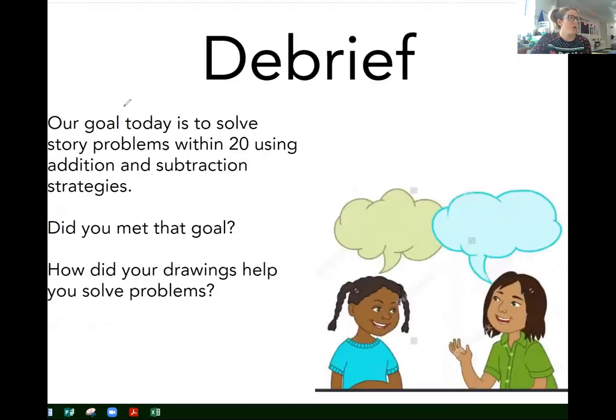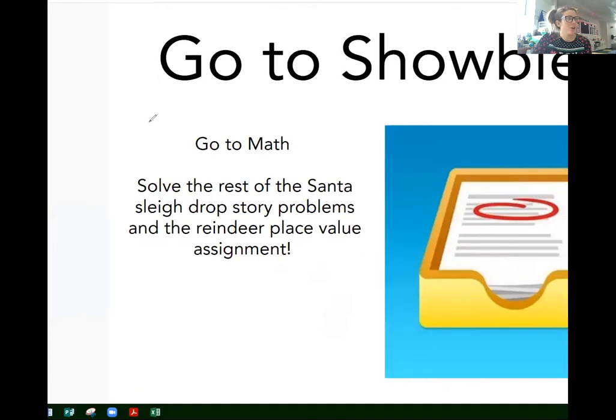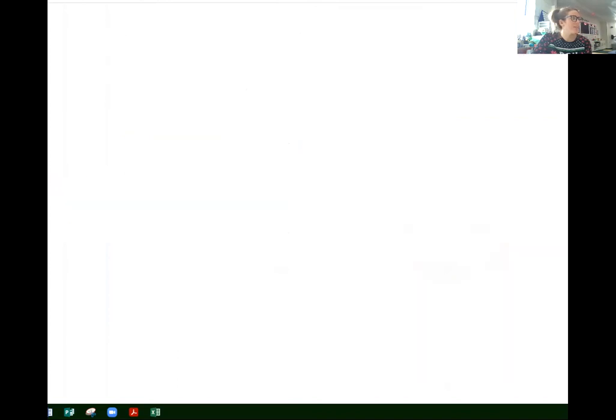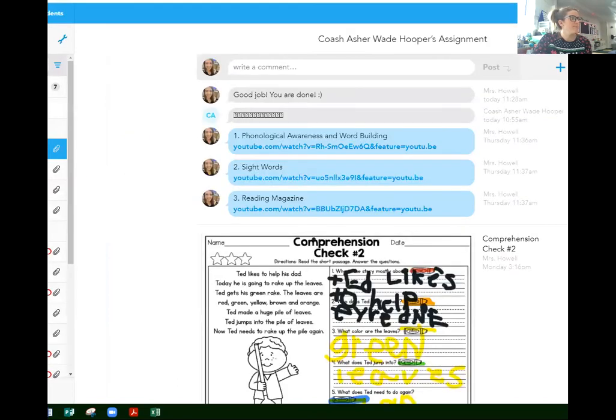Good job. All right. So our goal today was to solve story problems within 20 using addition and subtraction strategies. Do you think you met that goal? I hope so. All right, now you're going to go on to Seesaw, solve the rest of the Santa sleigh drop story problems and the reindeer place value assignment. And I'm going to show you that really quickly.